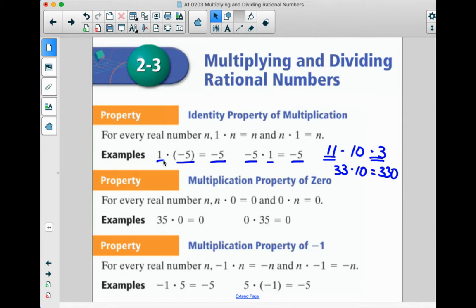So knowing little tricks like that could be a little helpful for you when you're doing some mental math. The second one, multiplication property of 0, says that if you multiply any number times 0, you get 0. And if you multiply by -1, it just makes that number the opposite. So -1 times 5 is -5, and 5 times -1 gets you -5. So let's get into it.